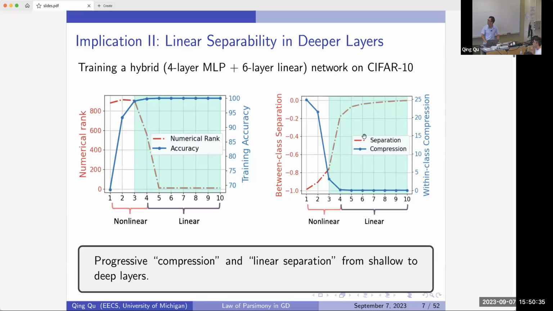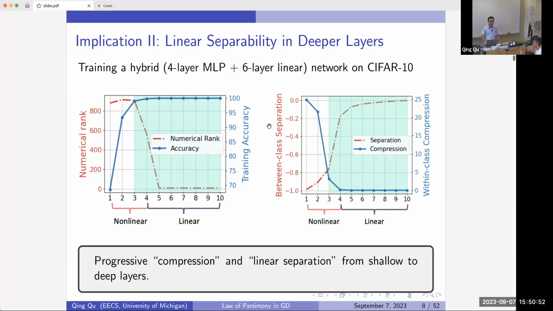And the right-hand side is about linear separation. So it's about separation and compression. We use the metric we introduced, and similar things happened as shown on the 10-layer MLP network.